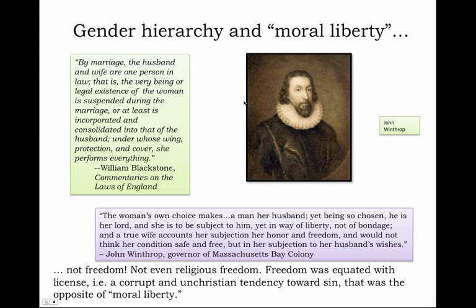The Puritan conception, which echoed William Blackstone's commentaries on the laws of England, suggested that a woman and a man could freely enter into marriage. There was a sense of moral agency here that was embedded in their views of Christian moral agency. But once in the marital bond, as Winthrop says, a wife became the subject of her husband. And this patriarchal duty and obedience to obey her husband was a very sort of cornerstone of the Puritan experiment and the Puritan community.